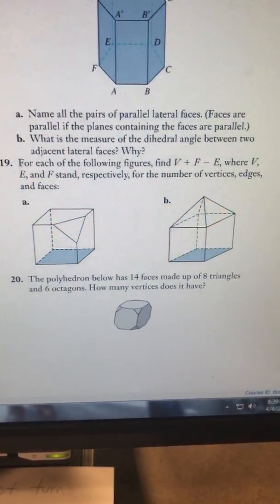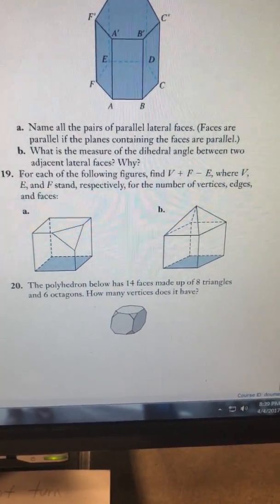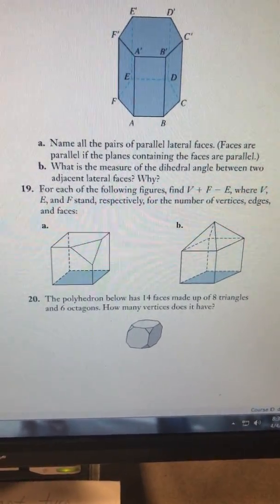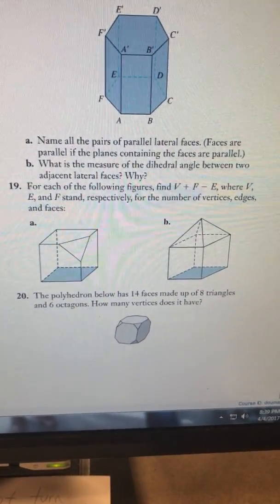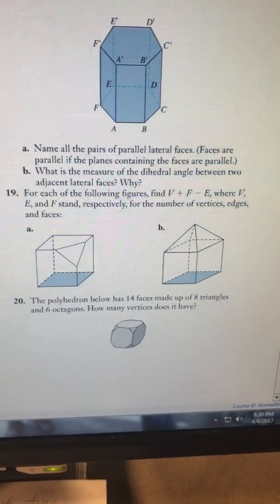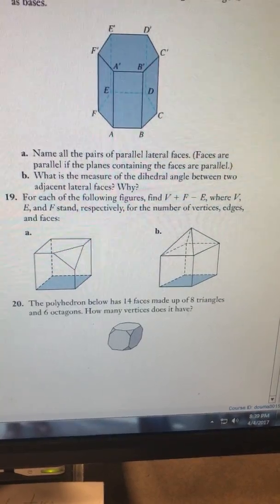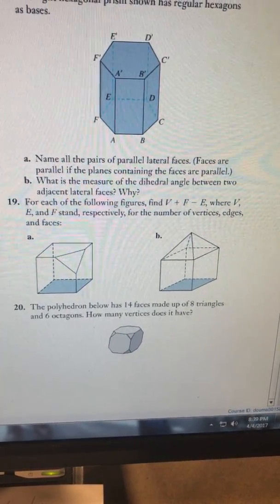For this video, I will be working out section 11.4B, number 19 and number 20. Number 19 says, for each of the following figures, find V plus F minus E, where V, E, and F stand respectively for the number of vertices, edges, and faces.